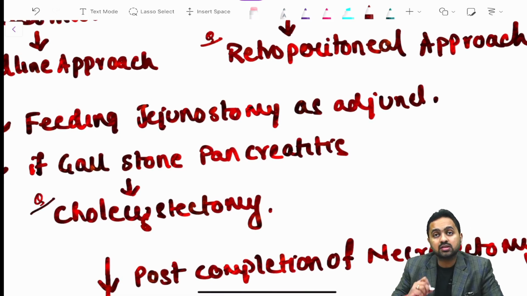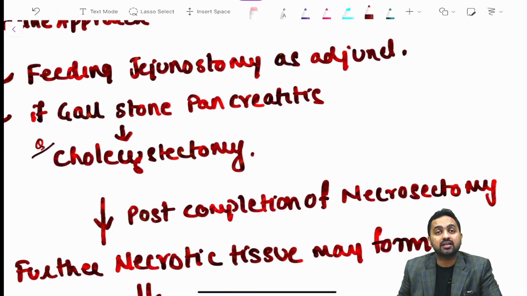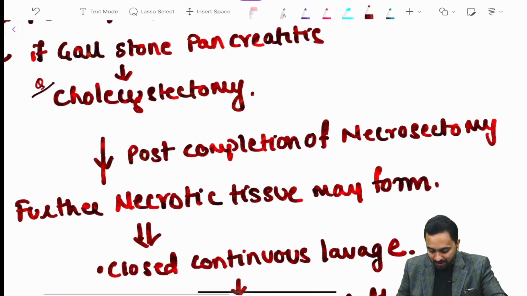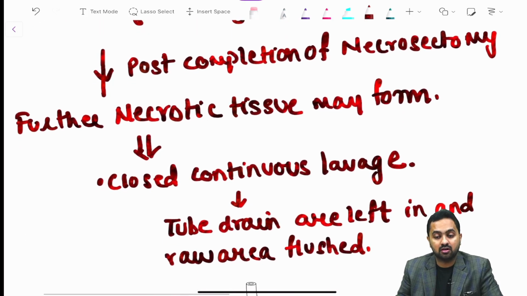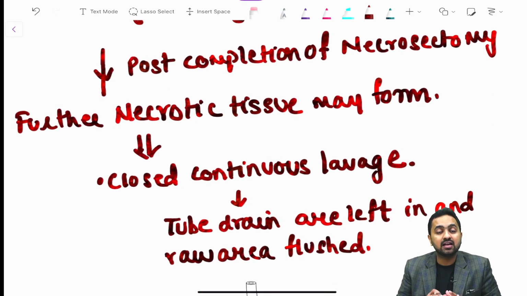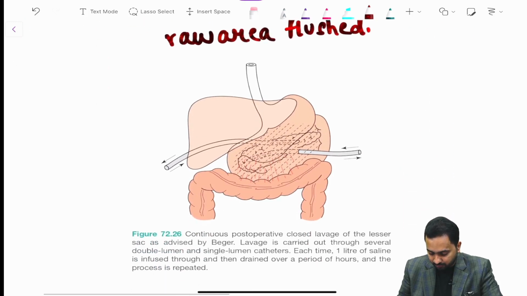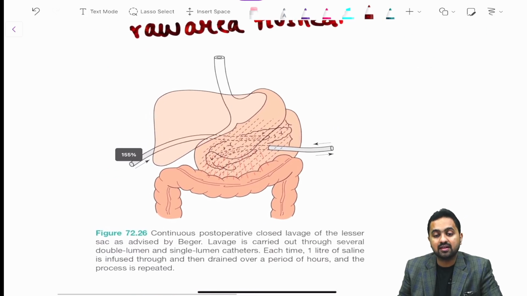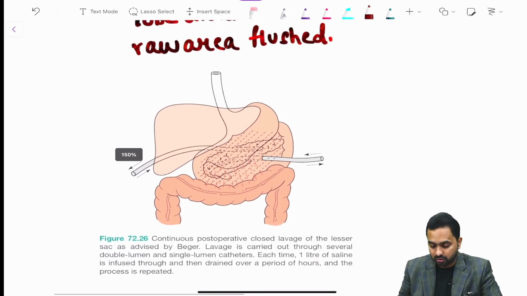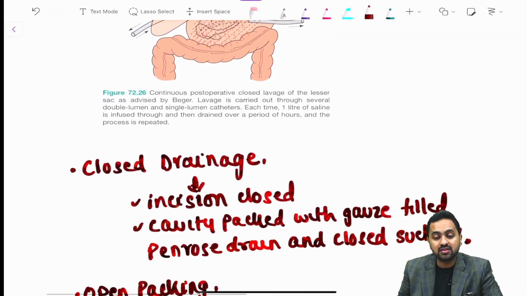Now, post completion of necrosectomy, further necrotic tissue may form. So, in order to manage this, the various modes of treatment begin with closed continuous lavage. What happens in this is that the tube drains are left in and the area is flushed. So, this is an example of continuous post-operative closed lavage, where your tube drains are left in and continuous post-operative flushing is done.